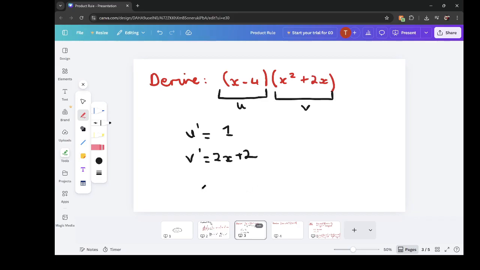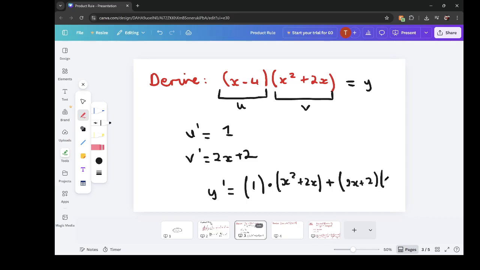Now we have to write it in terms. So the differentiated version, so let's call this y, y prime, y differentiated, would be u prime, so 1, times by v, x squared plus 2x, yeah, plus v prime, so 2x plus 2, times by x minus 4, which is our u. So this right here is our u prime. This is our v. This is our v prime. And this is our original u.